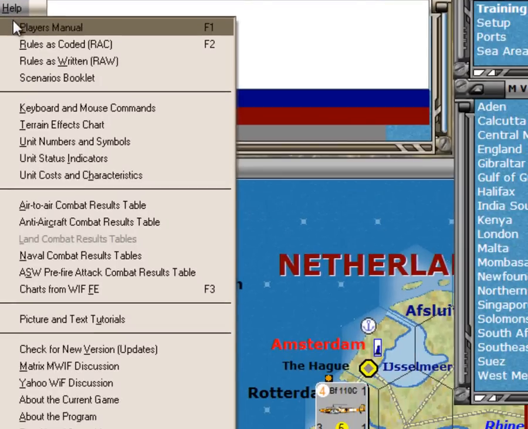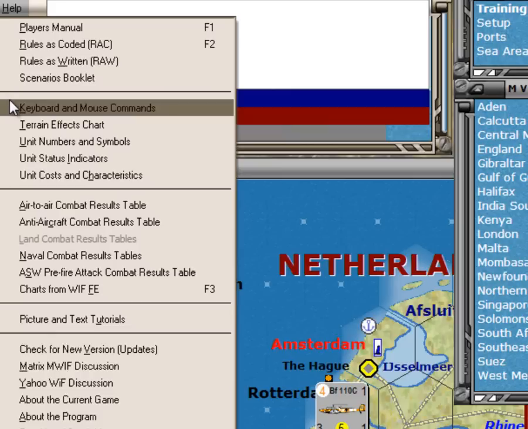The help menu is one that you'll be using a lot. The top 4 selections under the help menu are all PDF files: the player's manual, rules as coded, rules as written, the original rules from Australian Design Group, and the Australian Design Group scenarios booklet. All of these bring up Adobe Acrobat and a PDF file which you can examine.